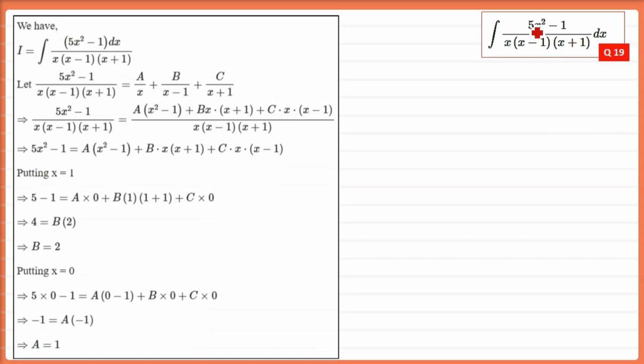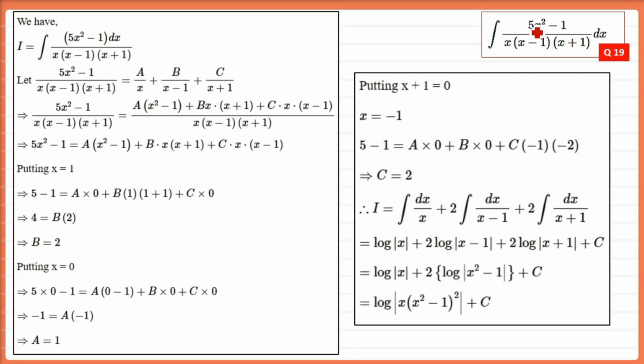Now this question is quite easy. There is no trick, no special thing which needs to be explained or told to you guys. 5x square minus 1. You have the order of 2 in the numerator and order of 3 in the denominator. Just write a divided by x, b divided by x minus 1, and c divided by x plus 1. And then you can integrate this quite easily. This is your final answer. I hope you'll be able to do this.